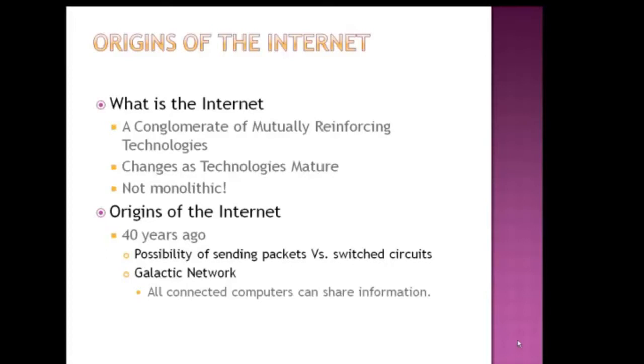In the 1960s, scientists at MIT were thinking about the possibility of packet switching, and also started talking about a galactic network. That is a huge network of connected computers, where any computer connected to this system could access and share the information from any other computer connected to this galactic network.